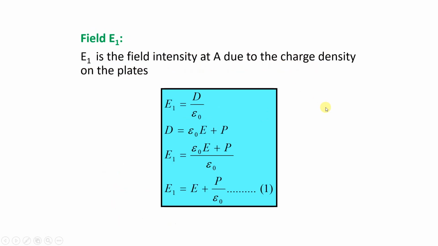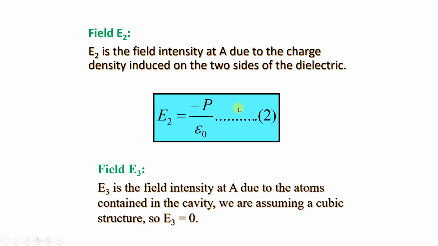The previous expression for E1 does give you a hint to know why it is minus P divided by epsilon naught. Those who got the answer, I request you to leave a comment and tell me what it is.